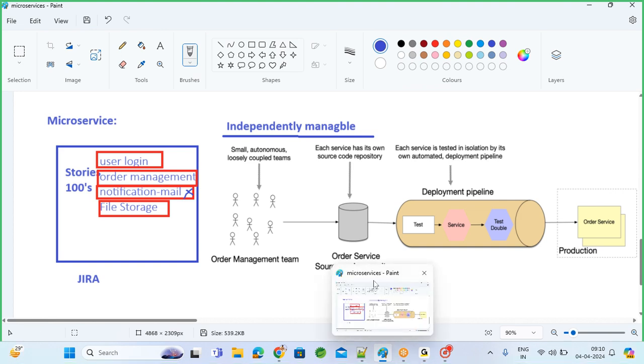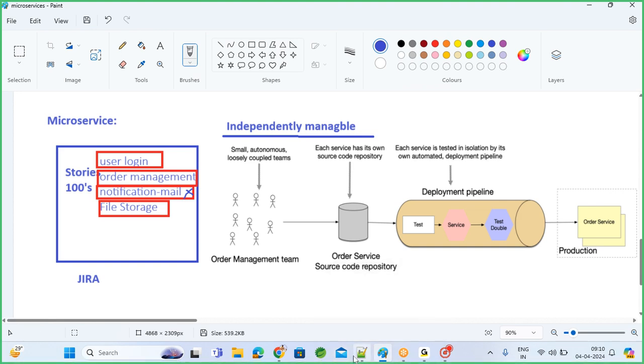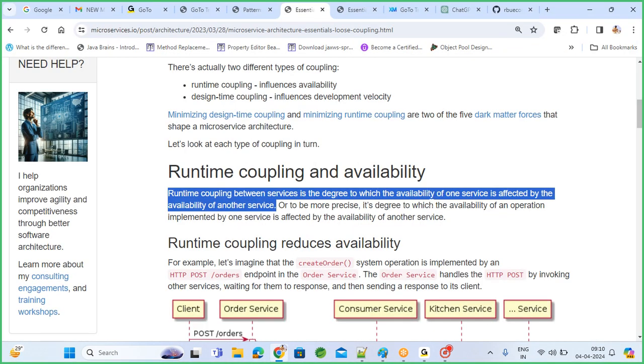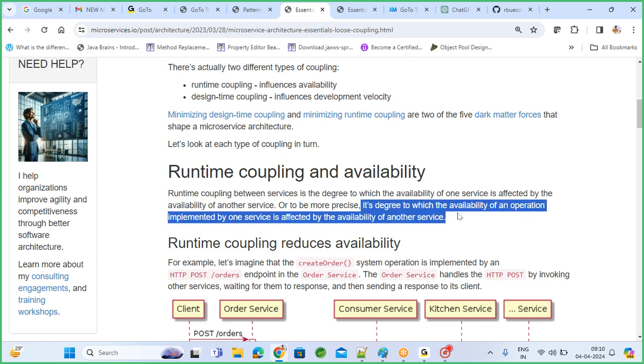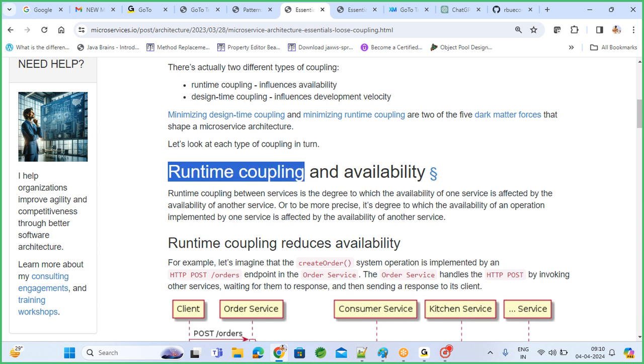Now you should not have such runtime coupling. During runtime you should not send so many calls. If you have that, it's better to implement it within your service itself. It degrades the availability of one operation implemented by one service, which is affected by the availability of another service. If you have runtime coupling, you need to reduce it.